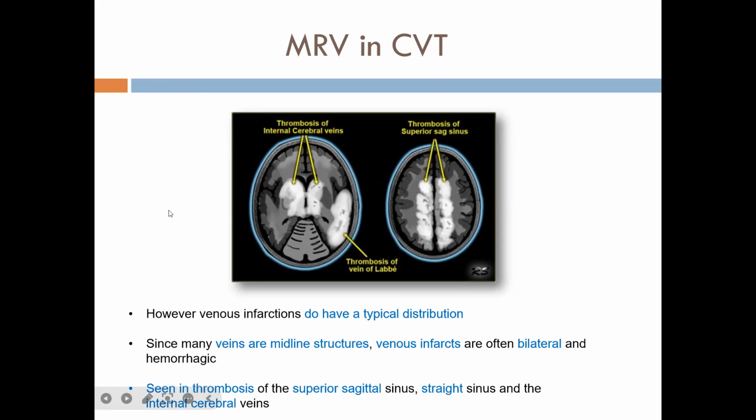That is called hemorrhagic conversion of the venous infarct, predominantly seen in the superior sagittal sinuses, straight sinuses and internal cerebral vein. So if a patient is having a hemorrhagic infarct, you need to rule out cortical venous thrombosis if it is present in a non-arterial territory. Okay, next slide.